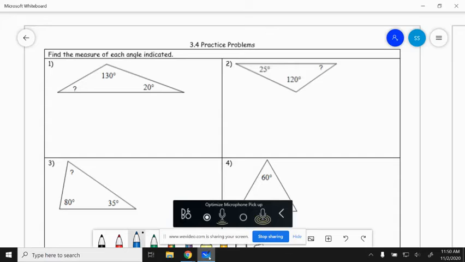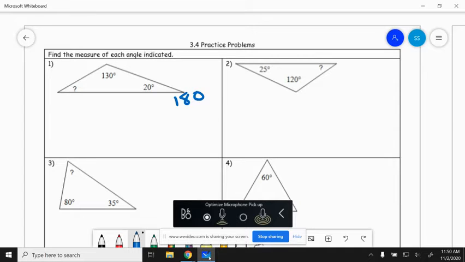This is 3.4, parallel lines and triangles. Just looking at the practice problems here. The first four here are pretty easy. We're just finding the missing measure. We get the interior angles of a triangle add up to 180.